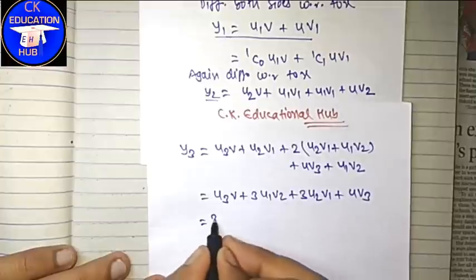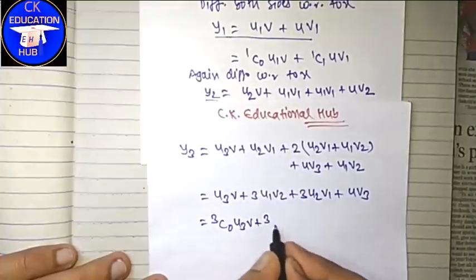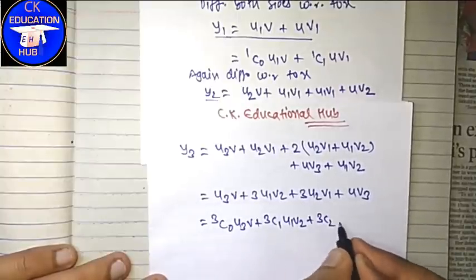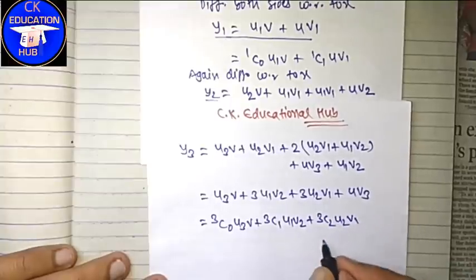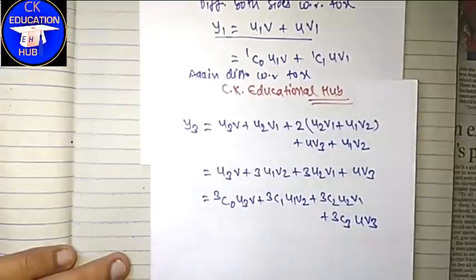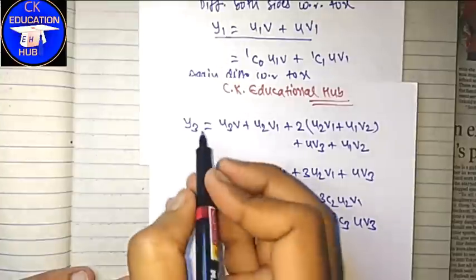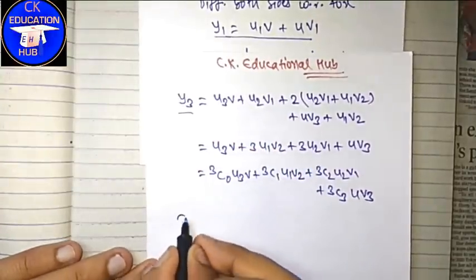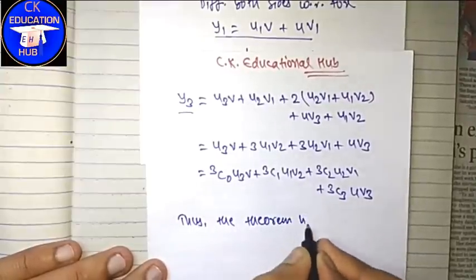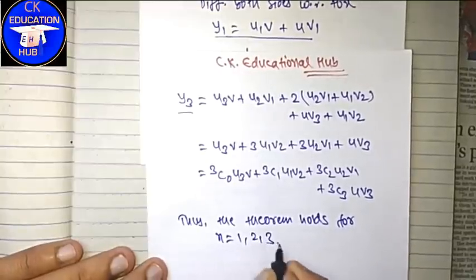Now we will write it like 3C0 u3 v plus 3C1 u2 v1 plus 3C2 u1 v2 plus 3C3 u v3. Now the Leibniz theorem also holds for y3, so thus the theorem holds for n is equal to 1, 2, 3.